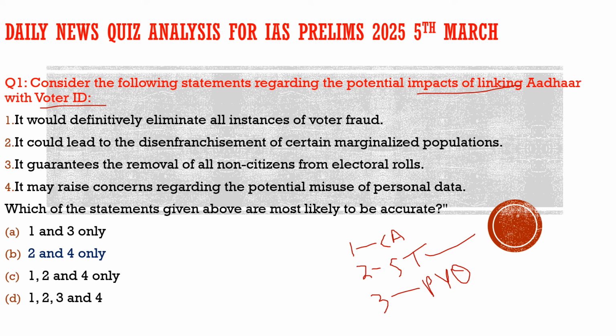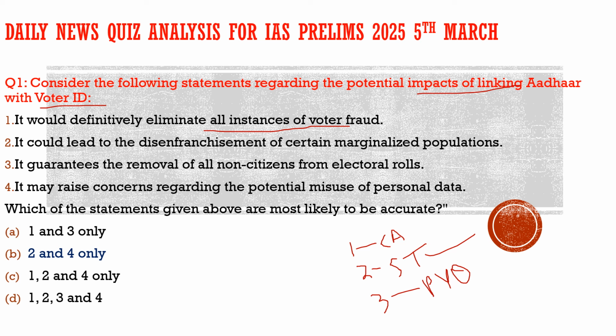But before going to that discussion, we will first solve the question, and then shift to why we brought it here. Let us see what question we brought today. The question says: consider the following statements regarding the potential impact of linking Aadhaar with voter ID. Here we have to find out what the potential impact is. First statement: it would definitely eliminate all instances of voter frauds. Would it eliminate all instances of voter frauds?